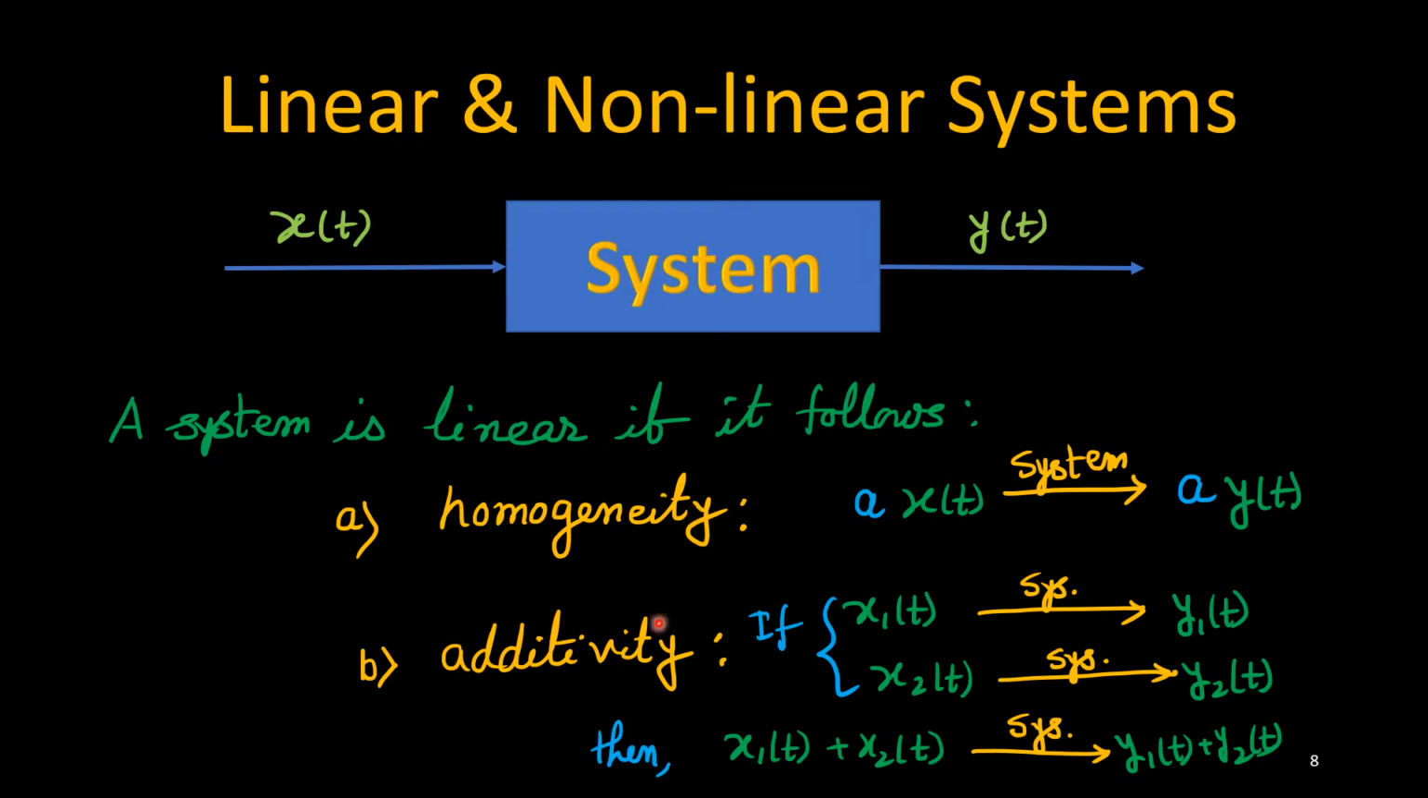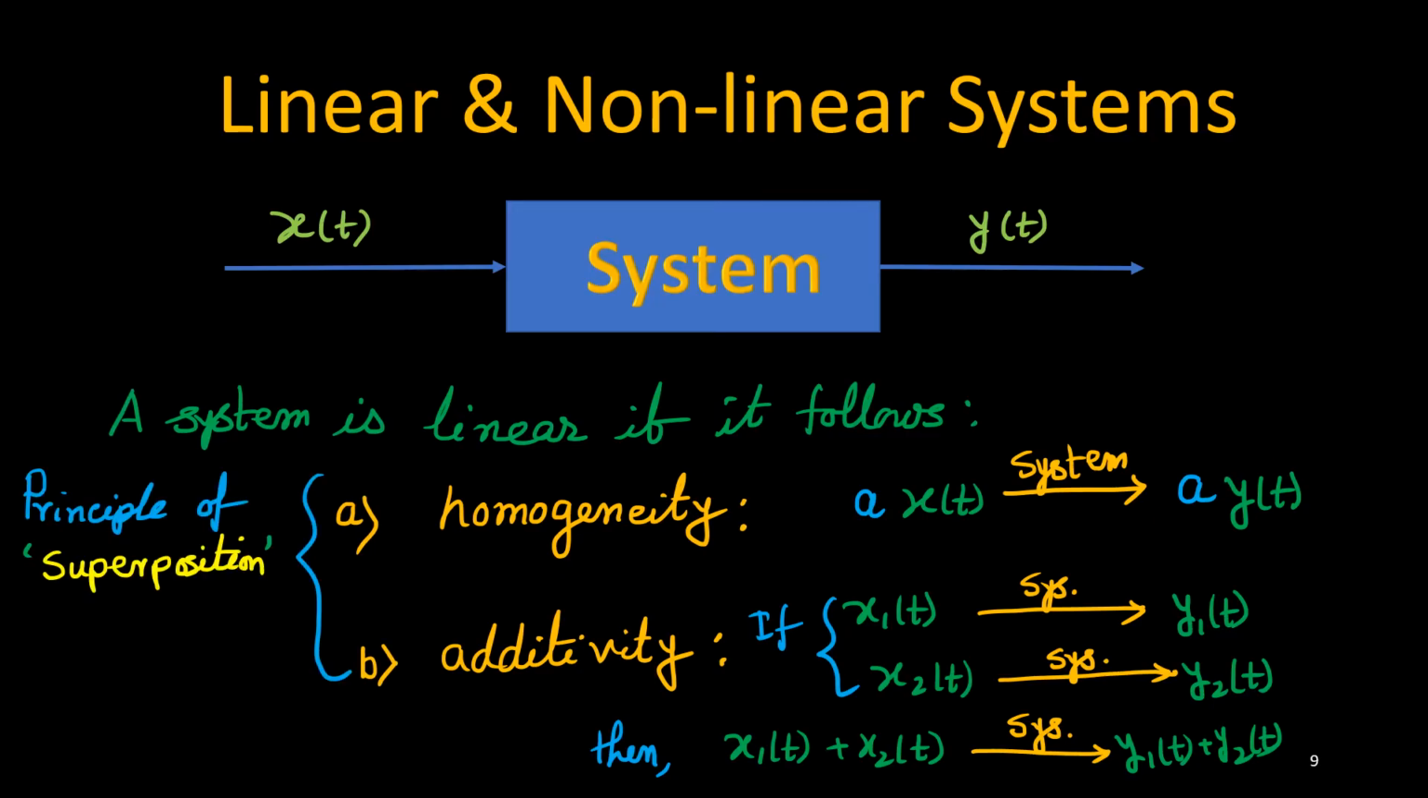Now we can combine these two laws, and that is called the principle of superposition. Now we can consider one linear combination of input signals, a times x1 of t and b times x2 of t, where a is one constant, b is another constant. So if we combine these two signals and apply them to the system, then the system, if it is producing the corresponding output a y1 of t plus b y2 of t.